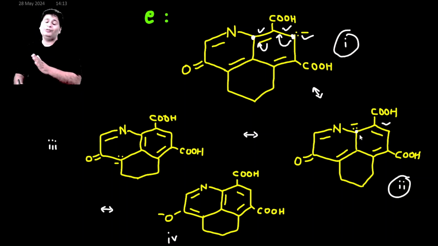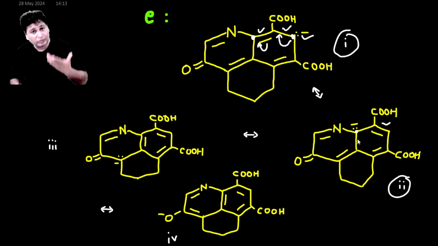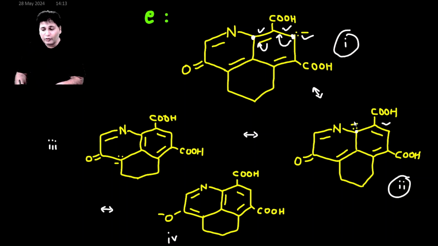Now again you will see that there is again a possibility of resonance. How? Because you have found the conjugation. Minus, this is single, this is double. So how to do that?